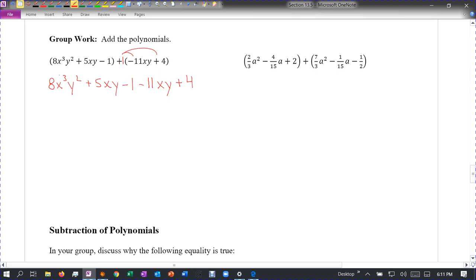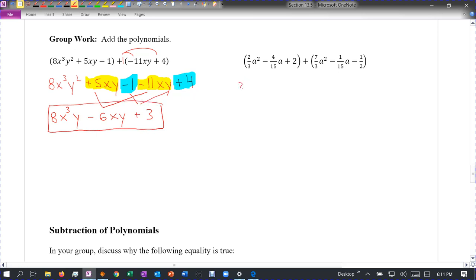Now look at our like terms. The only thing that we have that's like here is the 5xy minus 11xy, and then we can also put together the minus 1 plus 4. Otherwise, we can't do anything with that 8x cubed y squared out front. Just leave that alone. So to add these two together, we're going to do 5 and take away 11. That's negative 6xy. And then we put the minus 1 and the plus 4 together. That gives us plus 3. There we go.